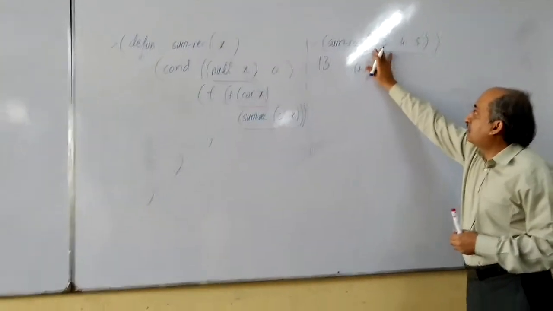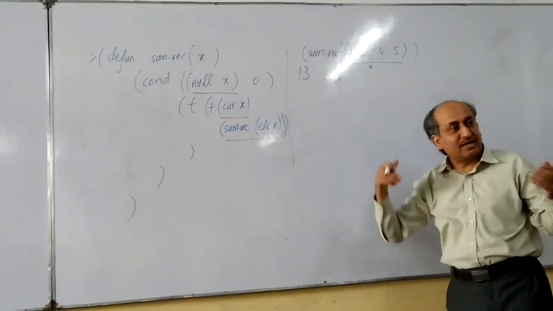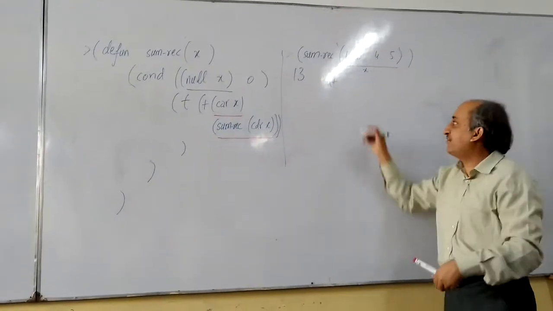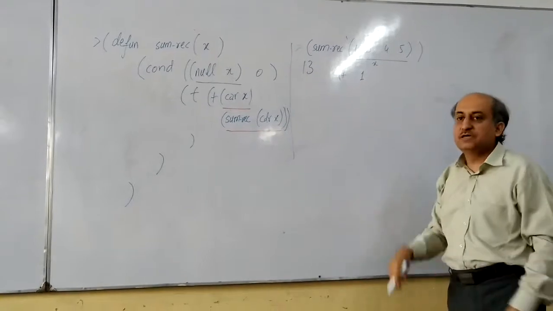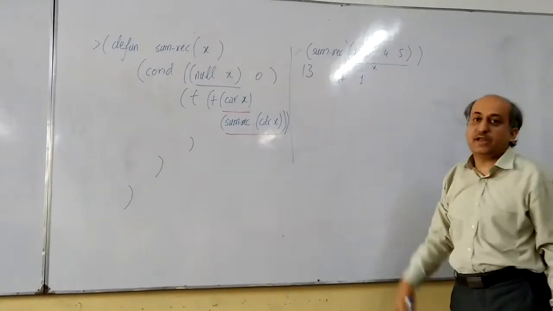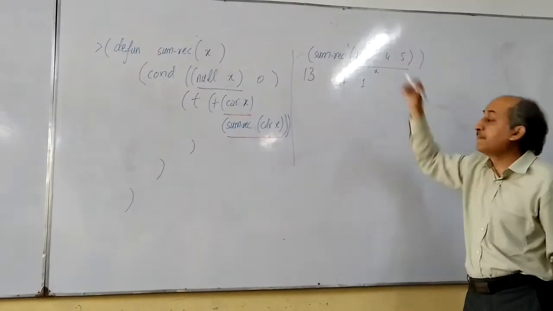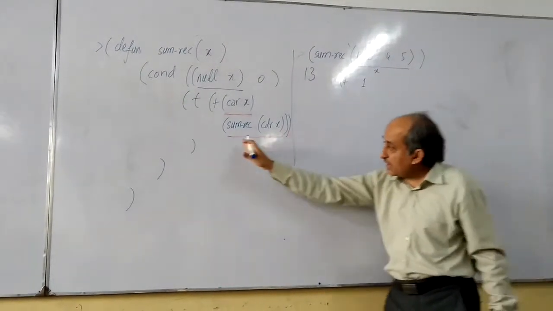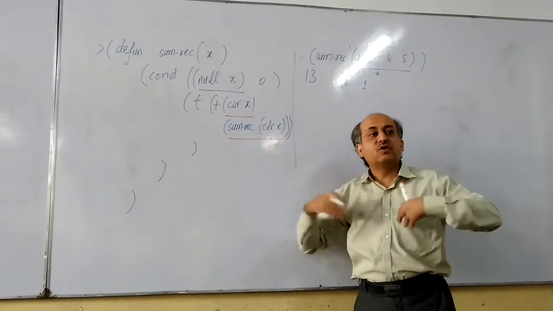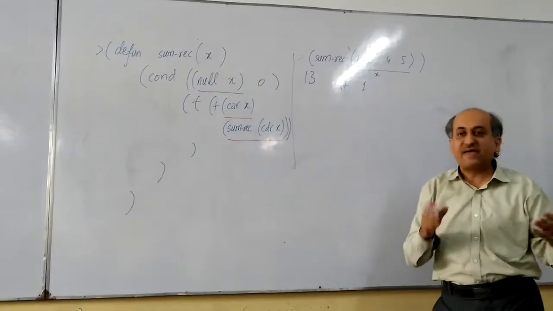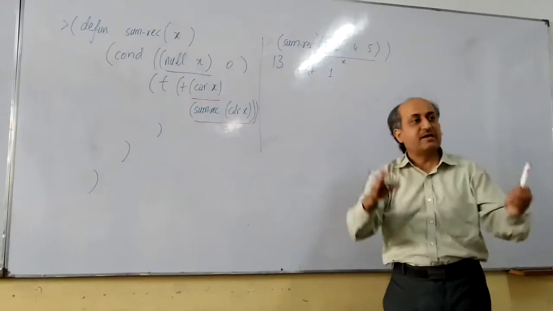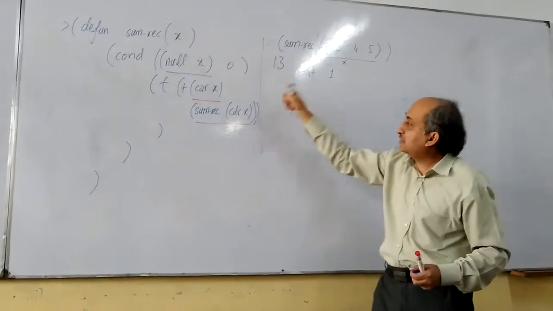What is car of x? 1. Before applying the function, the argument should be evaluated, and after evaluating car of x, the actual argument is 1, because the car of x, the first element of list x, is 1. Now the second argument is sum recursive. It is the function which we want to trace. Otherwise, if it were not the function which we want to trace, we could have directly written the output, as in the case of car.